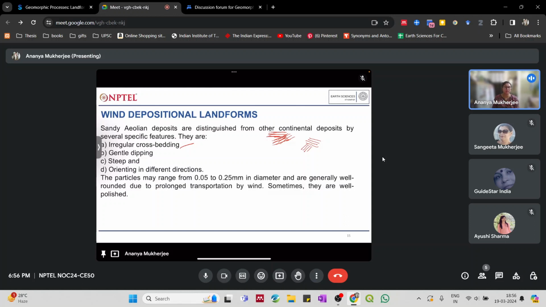So these are well rounded, as in the sediments themselves are not that rough on their surface. Mostly they will not have any edges, they will be rounder in nature, because they are transported over very large distances, and they are also well polished, as we saw that abrasion plays a very important role when we are trying to study the geomorphic processes by wind.